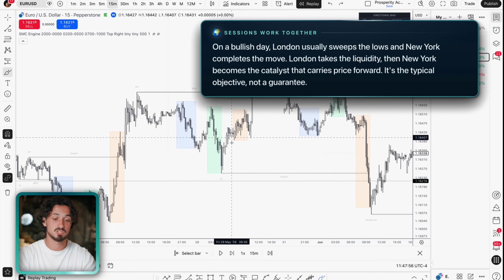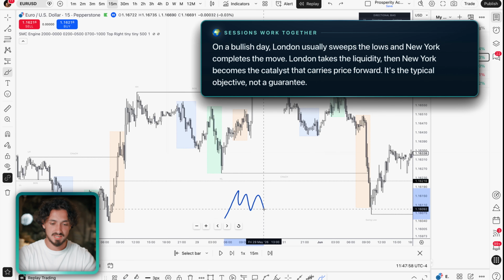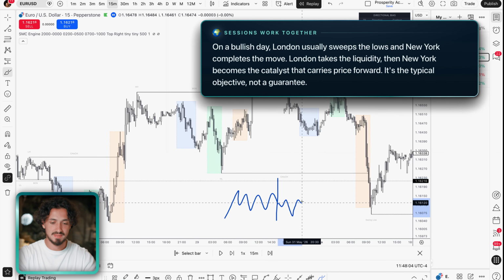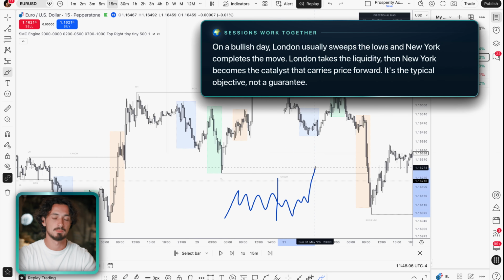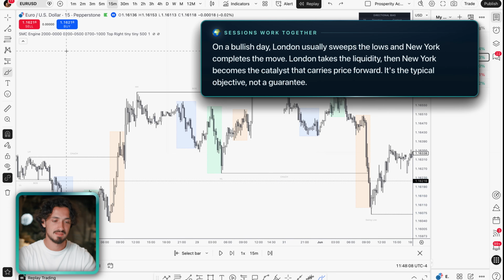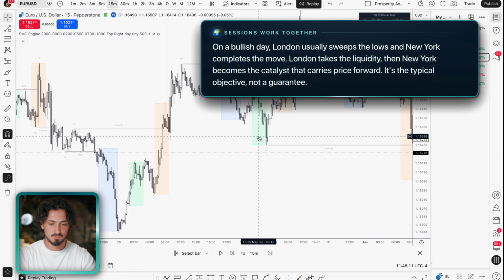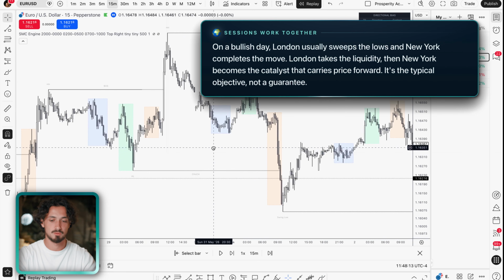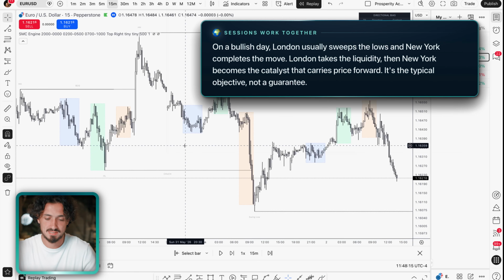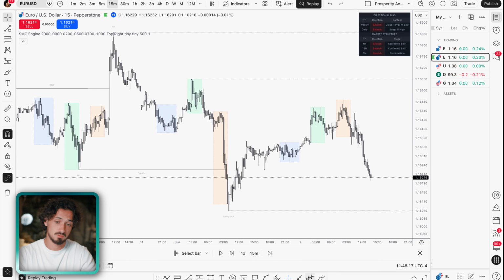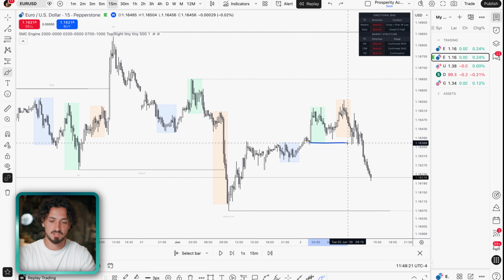In fact, it's usually that Asia ranges like this in a bullish day. London sweeps the lows and then New York completes the move. That is typically the objective. London will sweep the lows, New York will be the catalyst to continue forward. Generally speaking, doesn't always mean it's the case. You can also have the opposite though, where you have London high and London low gets targeted.